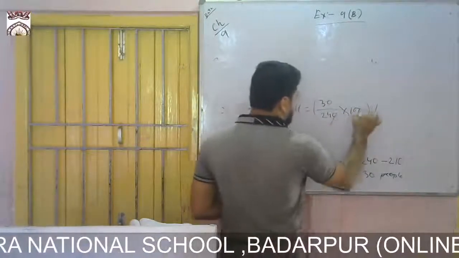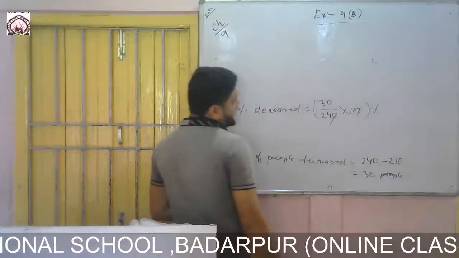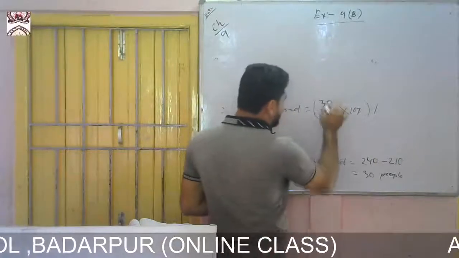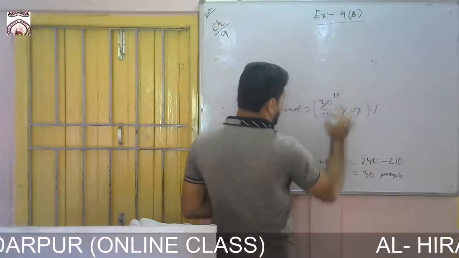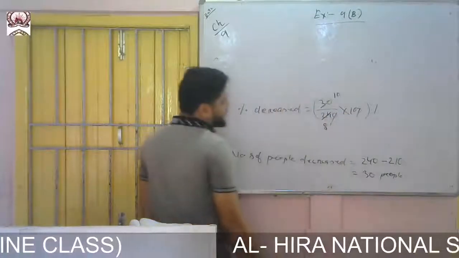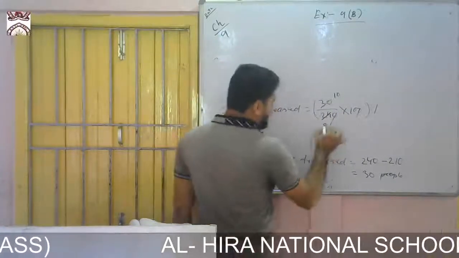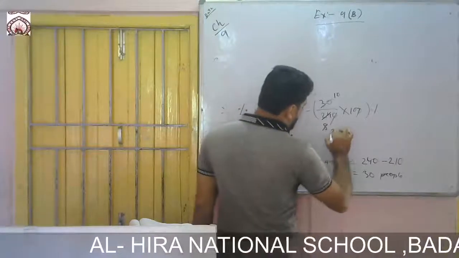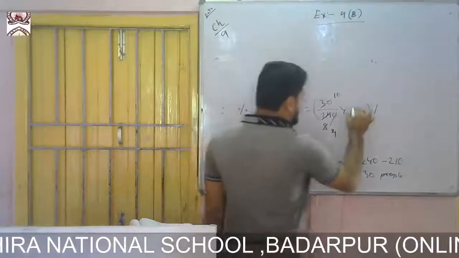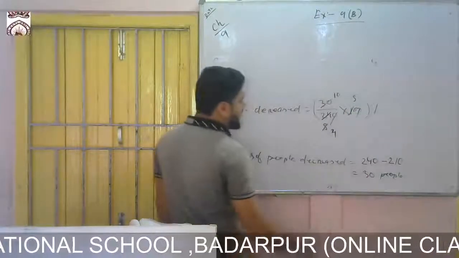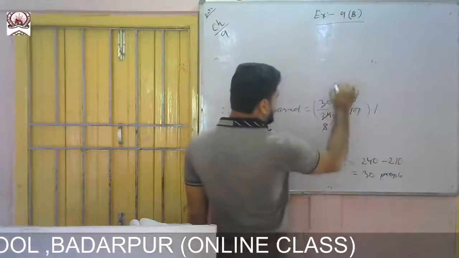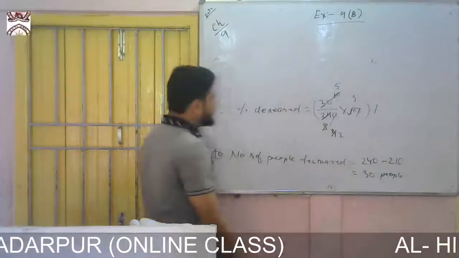Now cancel this one. This one with 3 tens are, and this one with 3 eights are. Now again, 4 twos are and 2 fives are. 2 twos are 4 and 2 fives are 10.